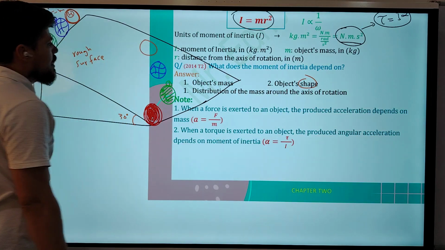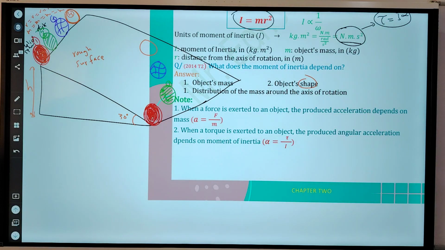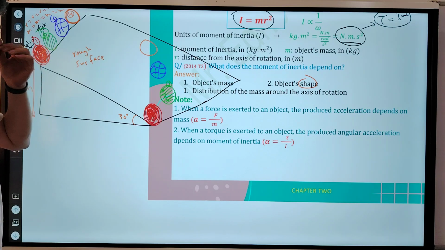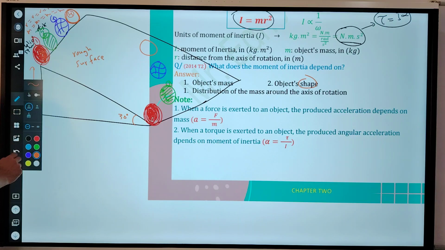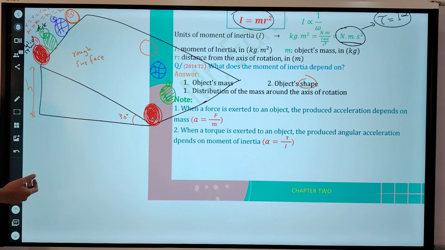Okay? So the ring is rotating very slow. Why? Because the ring's moment of inertia has the highest value, bigger than the moment of inertia of the hollow sphere, the disc and the solid sphere. So which one has the maximum angular speed?